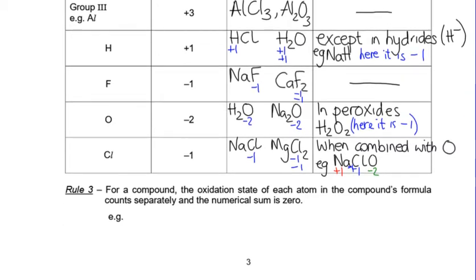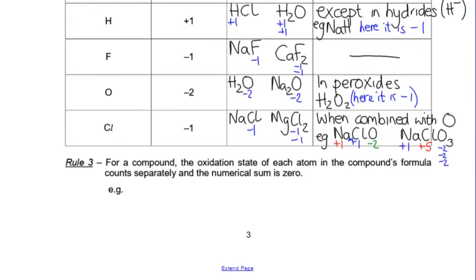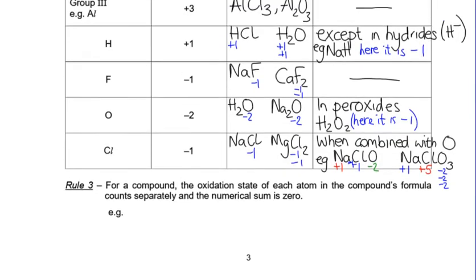It won't always be +1, because in NaClO3, in this compound, each oxygen is -2 and the sodium is +1, which leaves my chlorine to be +5 to balance it out. So it will depend on what it's with. So that's rule 2. So we need to learn some things.